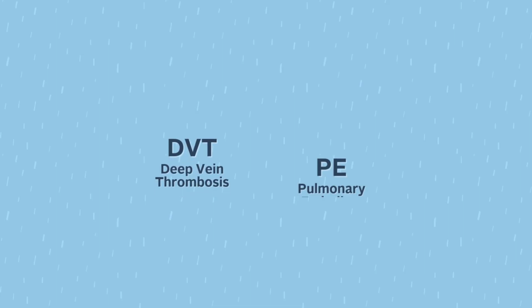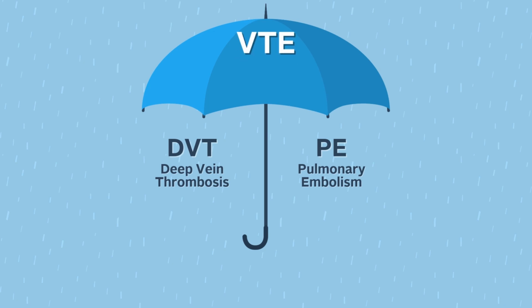PE stands for pulmonary embolism. So that's a blood clot that goes to the lungs. It's similar to a DVT, which is a deep vein thrombosis. So DVT and pulmonary embolisms are part of the same spectrum of disease called VTE, or venous thromboembolism. That's when you form a blood clot in the venous system.